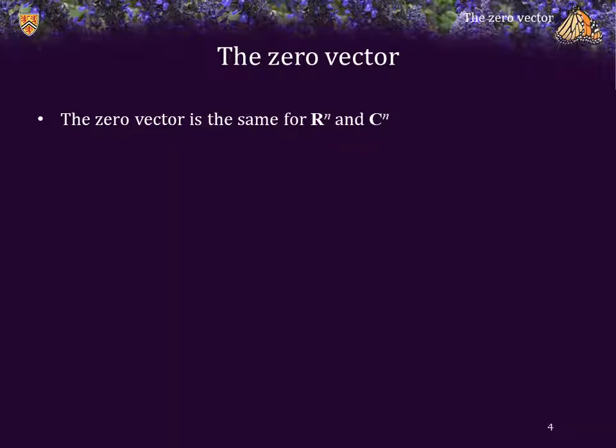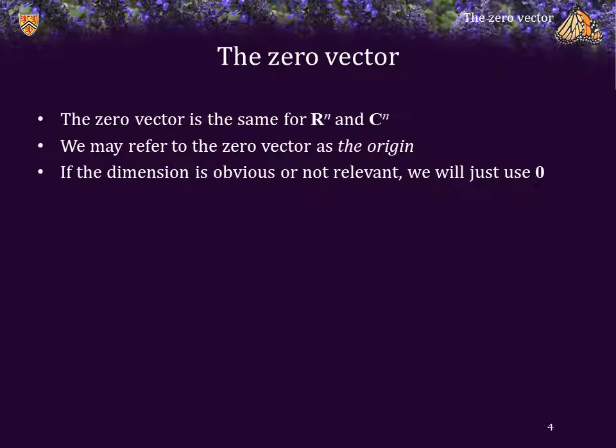The zero vector is the same for R^n and C^n. It's just the vector with all 0 entries. We may refer to the zero vector alternatively as the origin, very often if we are in 2 or 3 dimensions. If the dimension is obvious or not really relevant to the question at hand, we may just use a boldface 0.